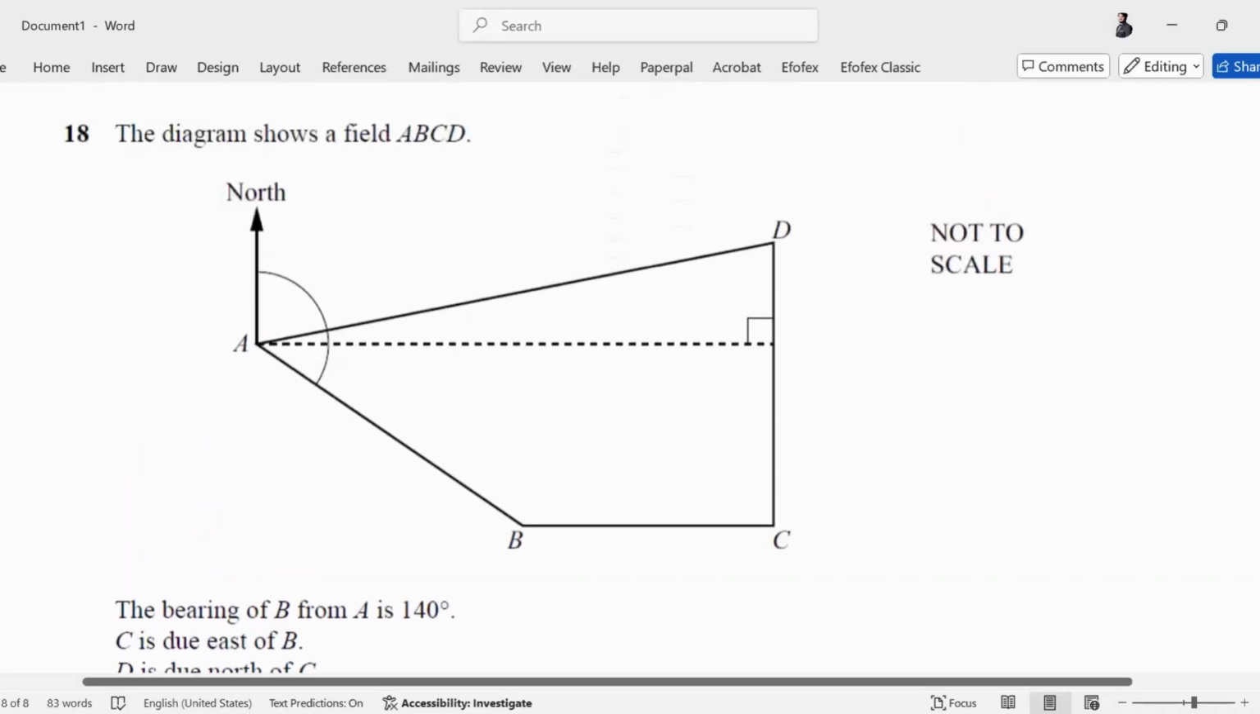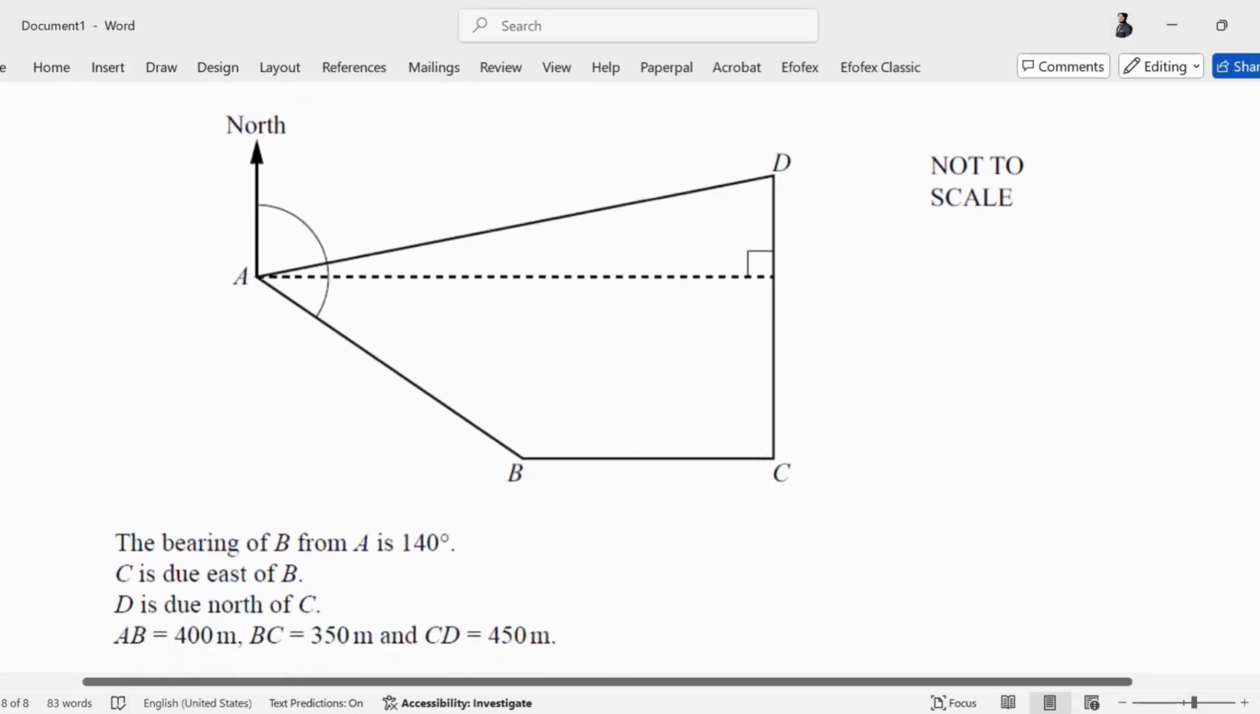Going on to question 18. The diagram shows a field ABCD. I've told you people always to read the description below the question, because there is lots of information that might not be on the figure and in the description below. Always, always, always read the description, even if you feel that all the values are on the figure. So just always read the description once at least.